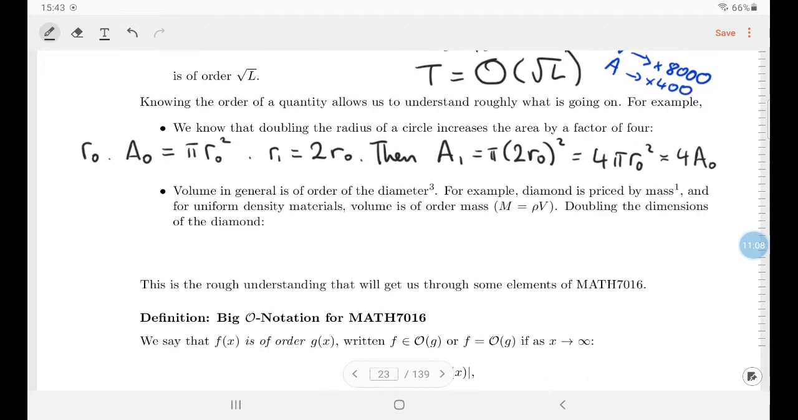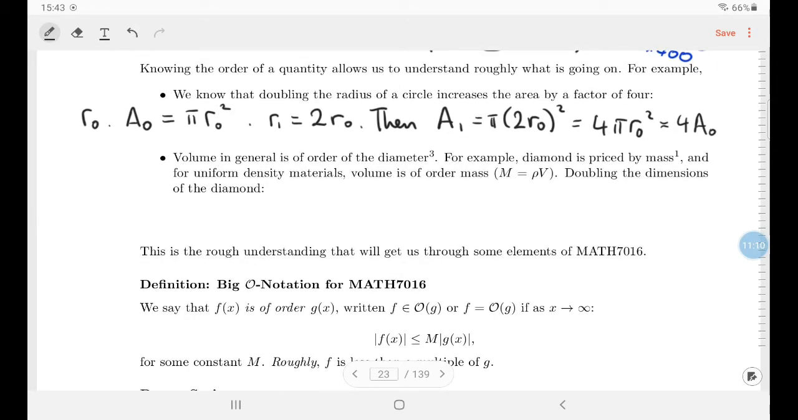So here's another one. This is the one I was talking about: doubling the dimensions of the diamond. Suppose it's a perfectly round diamond. The original radius gives an original volume of, now here again, the 4/3 pi doesn't actually matter. It's just a constant, so I'm just going to write k. And the k doesn't change with the radius. So I get k r0 cubed.